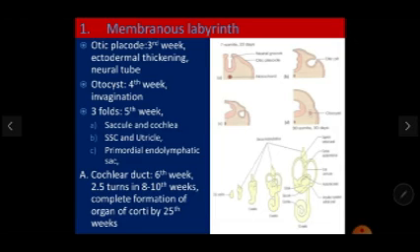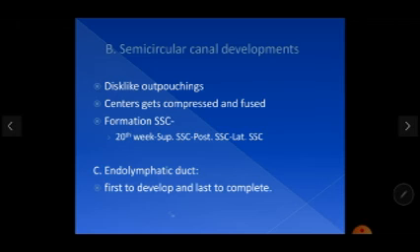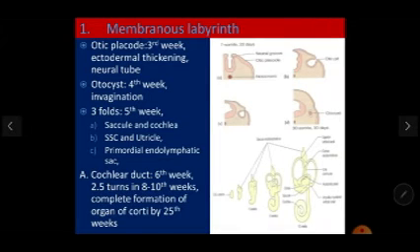Now, development of the cochlea or the cochlear duct, this is the membranous labyrinth. The cochlear duct is the membranous counterpart of the bony cochlea. When you study later on, you will see this is the scala media. This is the one forming the scala media, so endolymph will be inside this scala media. This is your cochlear duct. Now the cochlear duct formation starts by the 6th week, and it is totally completed by the 25th week. So a child can start hearing by the 25th week.